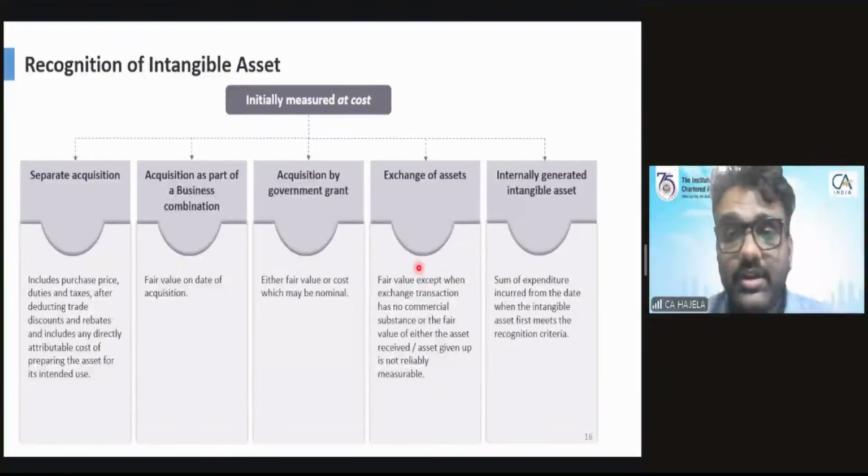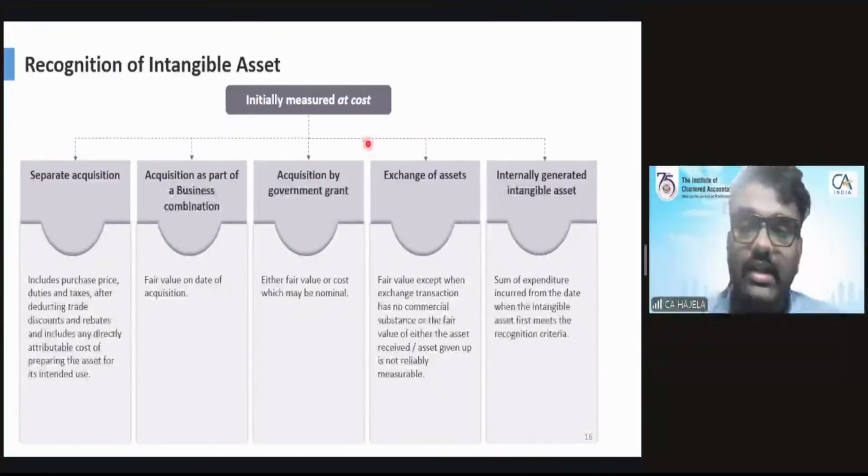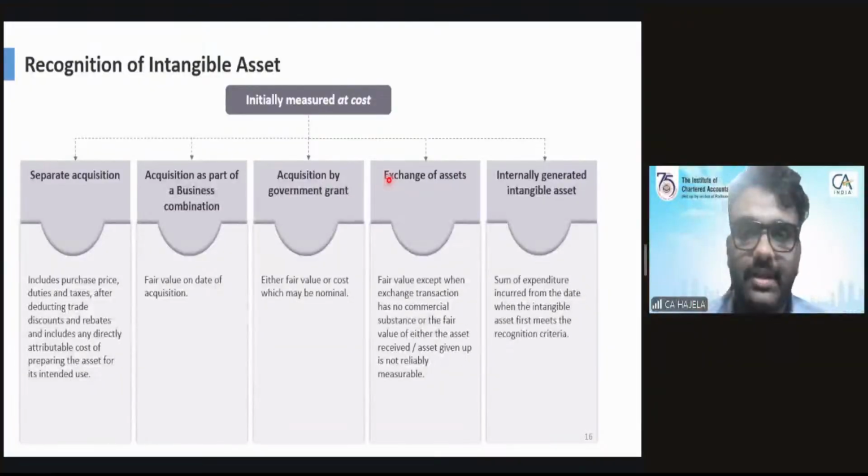And last but not the least, internally generated intangible assets. Very, very important. Internally generated intangible assets are the assets which we have developed through in-house research and development. There are certain principles which we'll be going through in the upcoming slides, which give us the yardsticks of when we can capitalize and what value we should give to such capitalization of internally generated intangible assets.